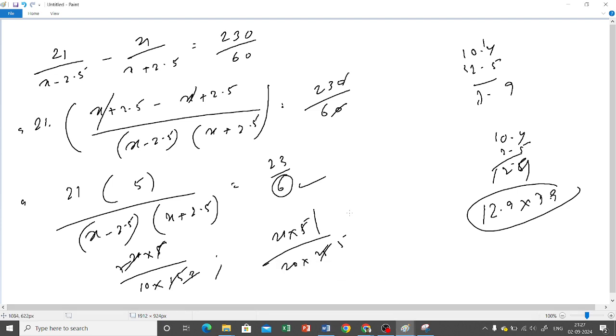So let me take option number D. So 21 into 5 divided by 11.5. 11.5 minus 2.5 is going to be 9, into 11.5 plus 2.5 is going to be 14. Okay, so 3 3s are 9, 3 7s are 21, 7 2s are 14. Something wrong is happening.